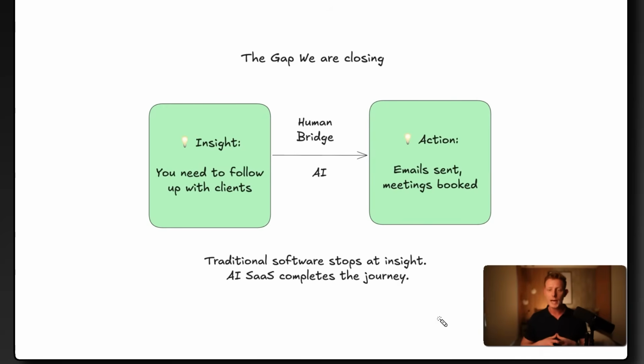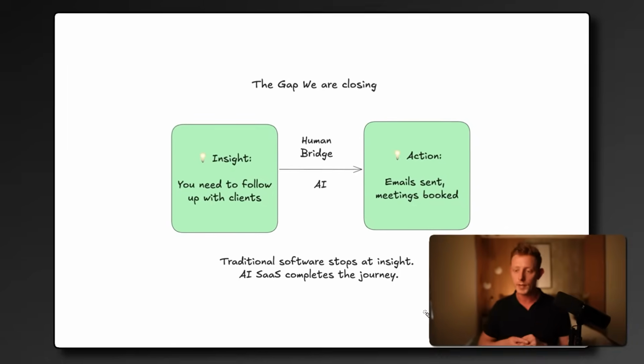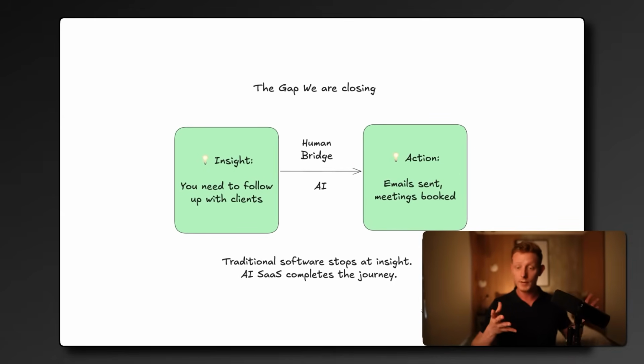So just a quick recap, this is really the gap we're closing, right? Traditional SaaS software generally just gave us insights, right? You need to follow up with these clients. And usually there was the human bridge necessary to actually take action. And this can now slowly but surely be taken over more and more by AI. So traditional software stops at insights, AI SaaS completes the journey.